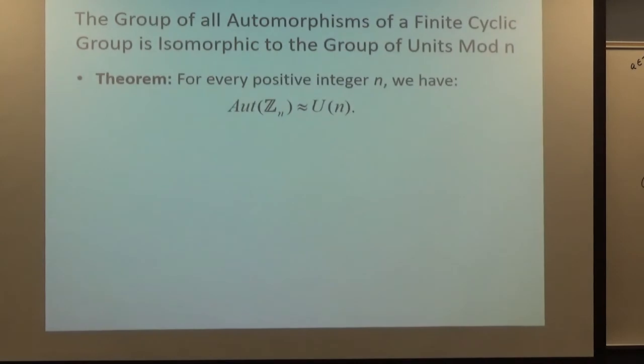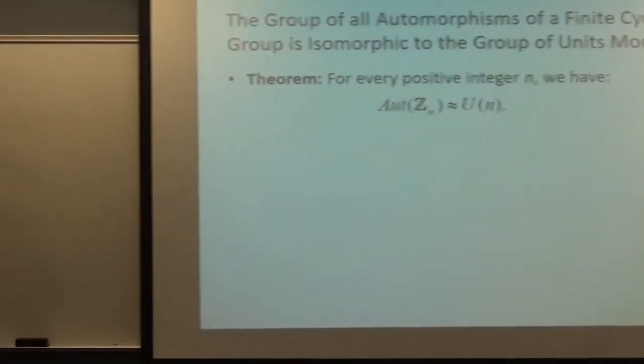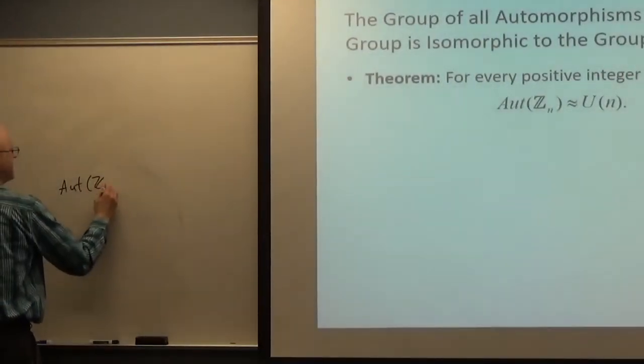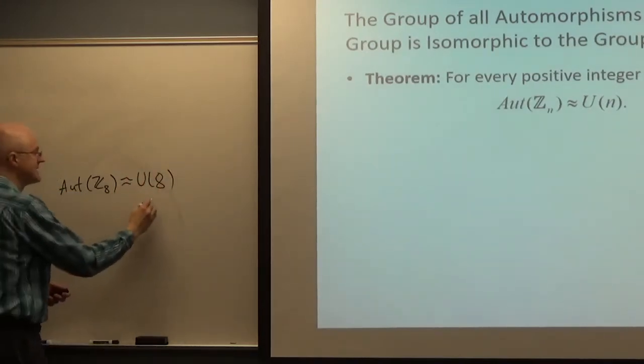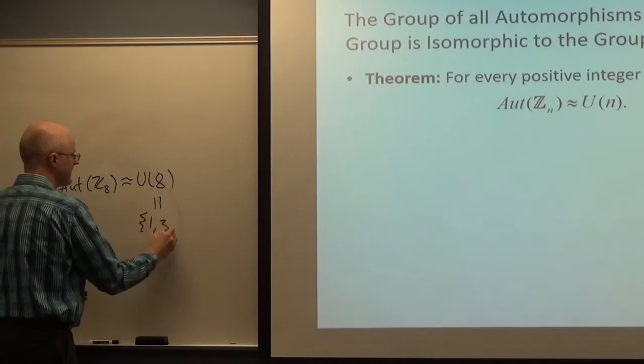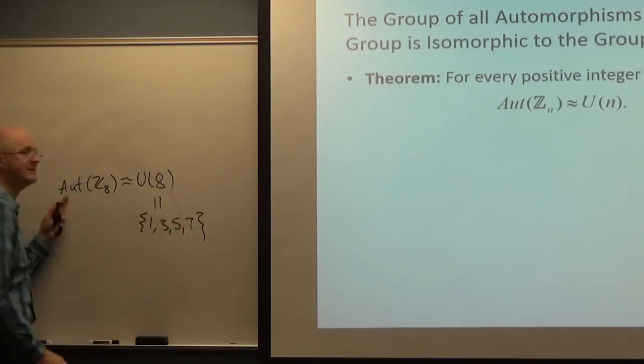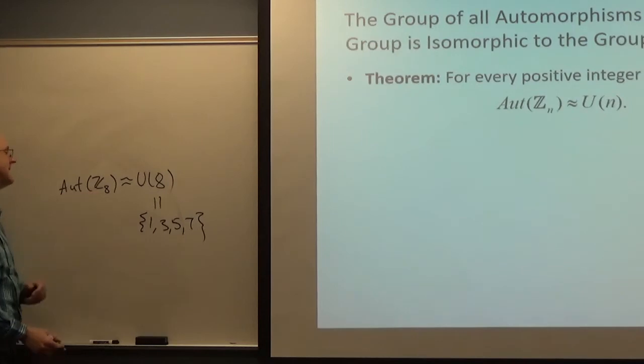That says, for example, that Aut Z8 is isomorphic to U8. That would tell you, since U8 has 4 elements in it, that Aut Z8 has 4 elements too. There are 4 automorphisms from Z8 to itself. What are they? We'll come to that here in a minute.